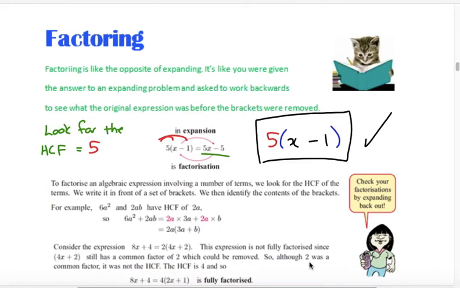So later on we might be doing factorizing when the lowest common factor is a bracket. But for now, I'll just make a short video on the basic factoring review.